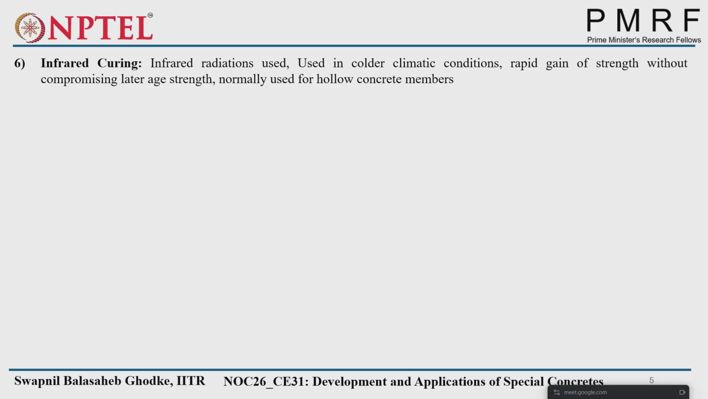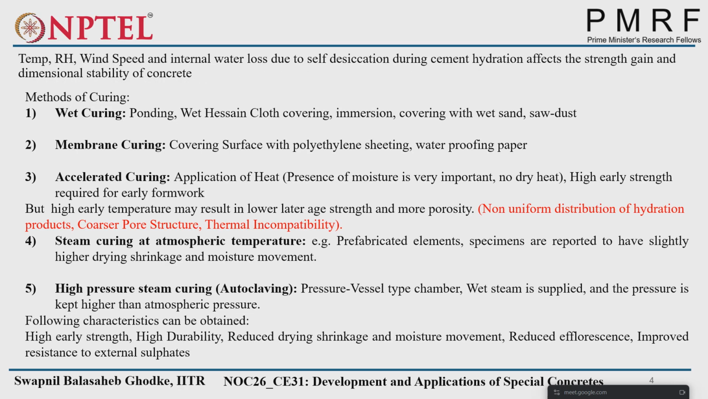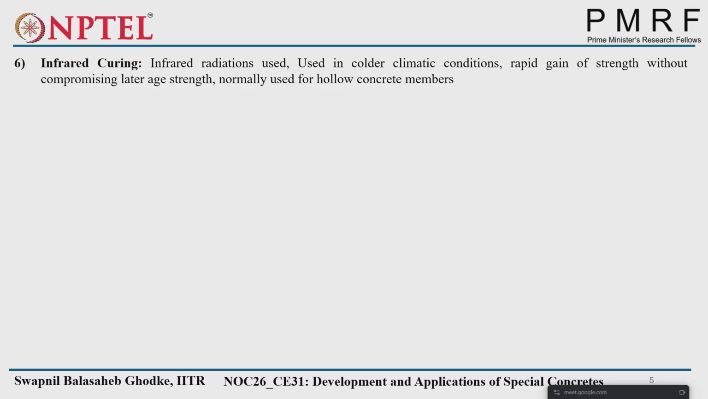Another type of curing is infrared curing. In this type, infrared radiation is used, and basically it is used in colder climatic conditions. It provides rapid strength but will not compromise its later-age strength. Similar to what we saw in accelerated curing, where we compromise the later-age strength, infrared curing will not compromise it, and it is normally used for hollow concrete members.